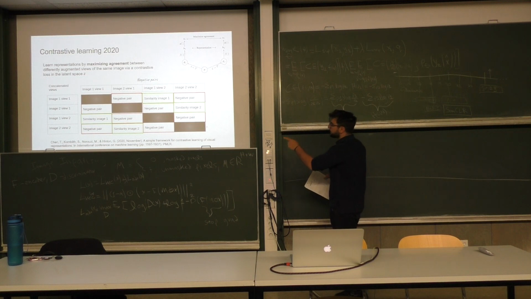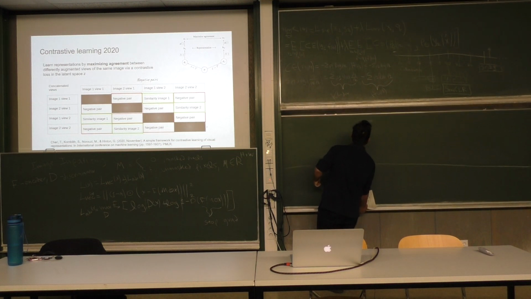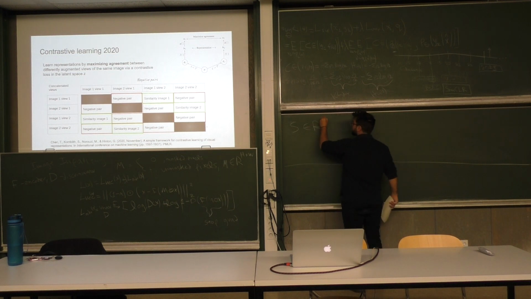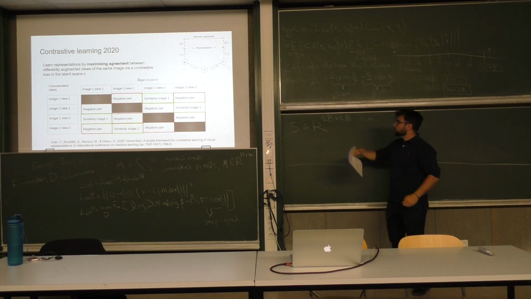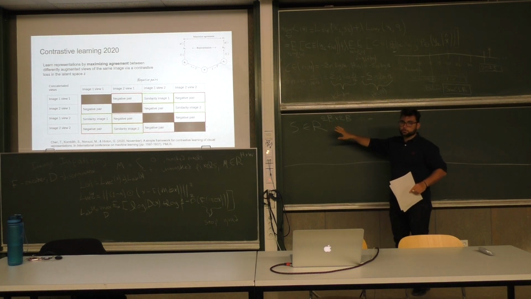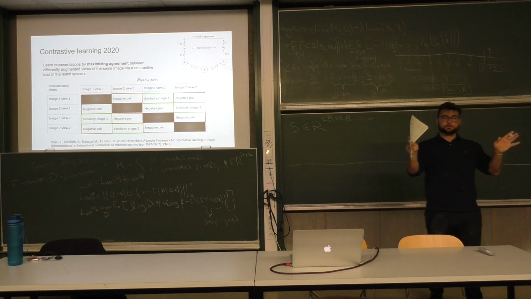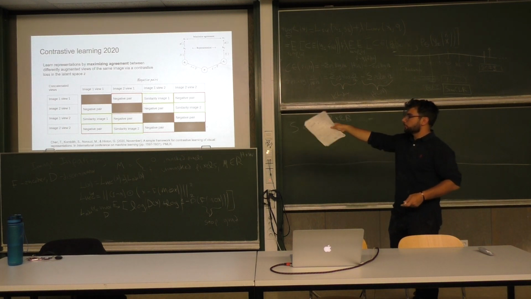So in general, this similarity matrix F for two views is views times the batch size, but let's say we have two views. So we have two augmentations, two different stochastic transformations of the same image. And we compute this similarity matrix, which is 4x4 in this case.